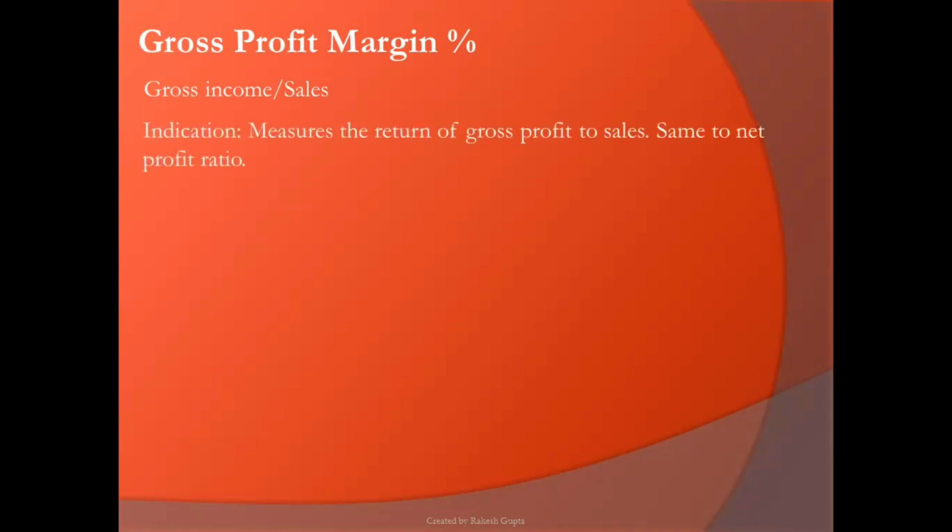Now let's start with the first ratio, gross profit margin percentage. What is the formula? Gross income divided by sales. What is the indication? It measures the return of gross profit to sales. Gross profit margin is calculated by subtracting direct expenses or cost of goods sold from net sales. How to calculate net sales? Gross revenue minus returns, allowances, and discounts.